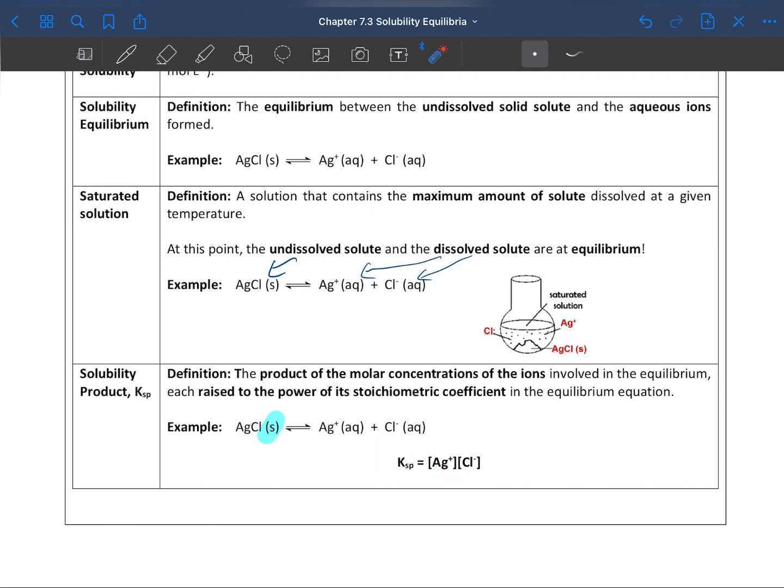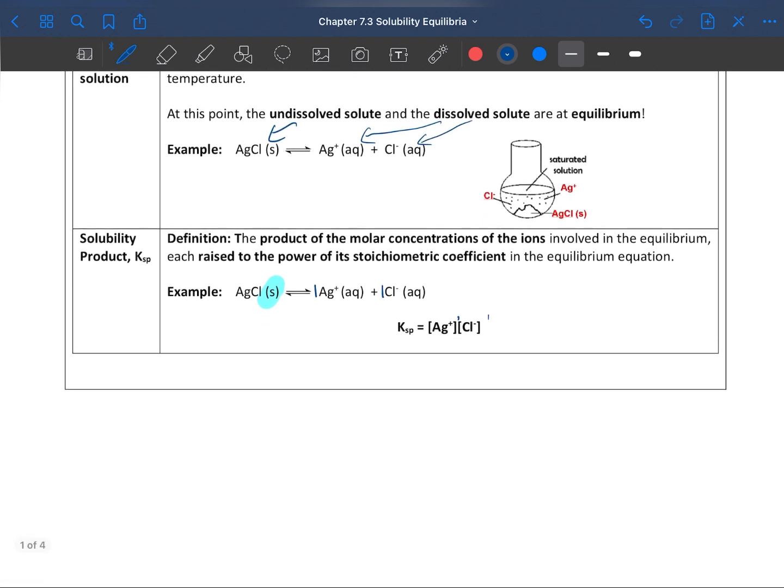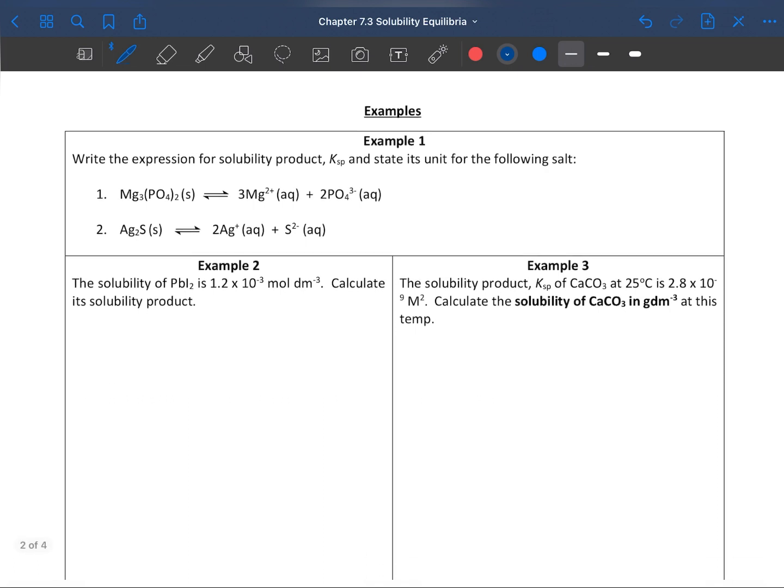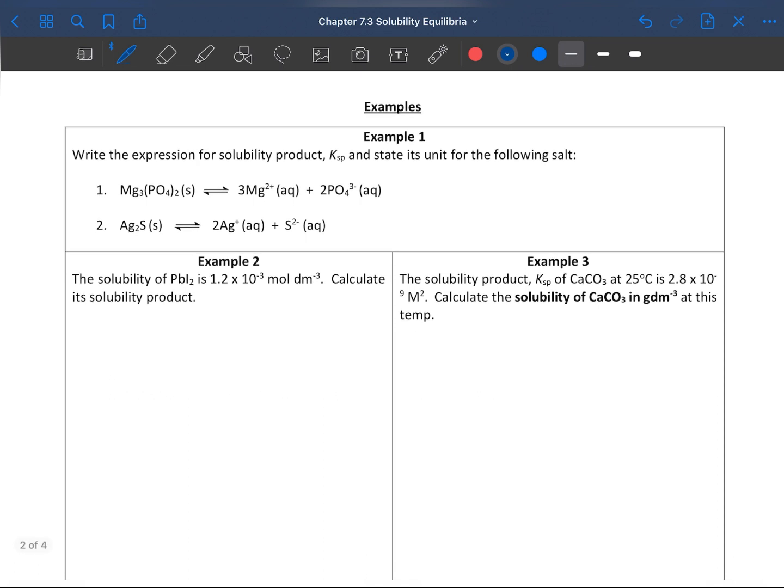Ion dia darab. Power dia, power stoichiometry. Since ini 1, so ini pun power 1 lah. So, tak ada beza pun. Alright, so that is how we can write KSP. Okay, so settle. Next, kita move to example. Alright, so example, ada 4 example here. So, let us try example 1 first.